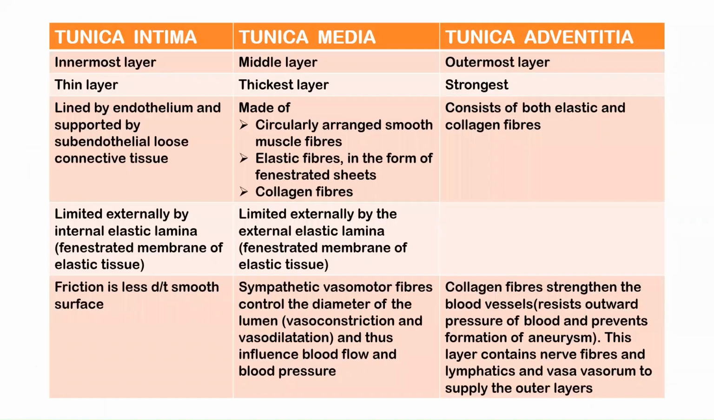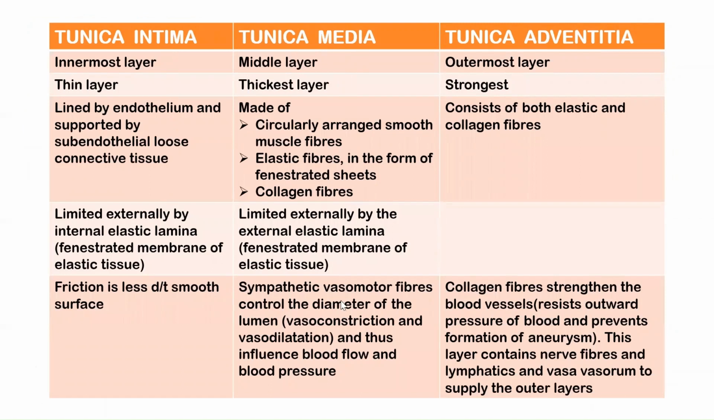Let us now recapitulate the differences between the three layers, the tunica intima, tunica media, and the tunica adventitia. The tunica intima is the innermost layer. It is lined by endothelium and it is separated from the tunica media by the internal elastic lamina. The tunica media is the middle layer. It is the thickest layer consisting of circularly arranged smooth muscle fibers and separated by fenestrated elastic sheets. It is separated from the tunica adventitia by the external elastic lamina.